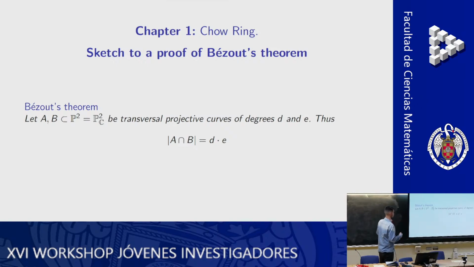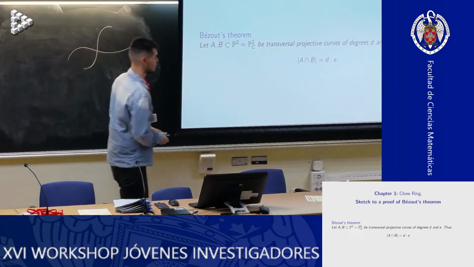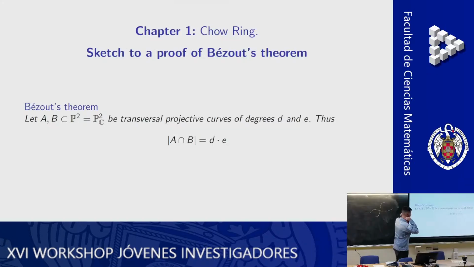As you may all know, the Bezout theorem says that if you take 2 projective curves that are assumed to be transversal, which simply means the natural thing that if you have this curve and this curve, you may say this is transversality. So these are transversal curves of degrees d and e. Bezout's theorem says that the number of points in the intersection of both curves is d times e points.